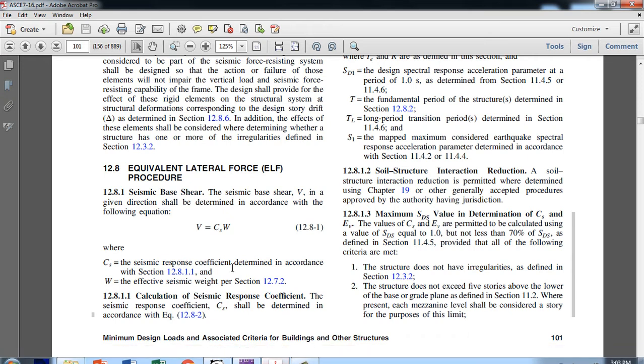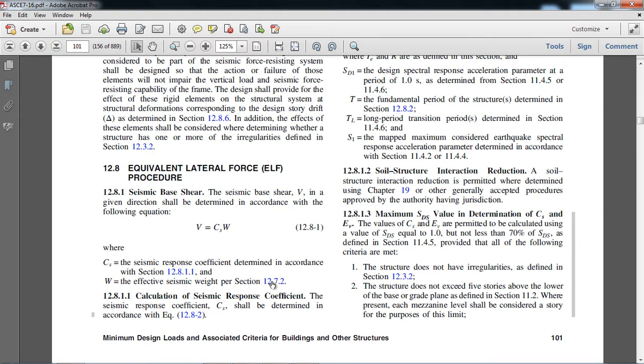So what is mass source? Here is the formula for the base shear calculation: V = CsW. Here Cs is the seismic base shear coefficient and W is the seismic weight. So for calculation of base shear, the effective seismic weight is very important, that is the mass source. So in the mass source, what parameters are included?